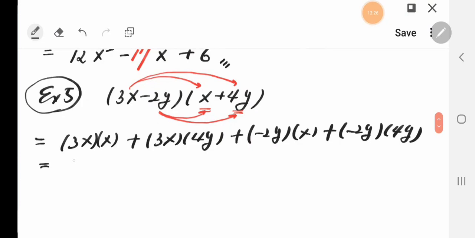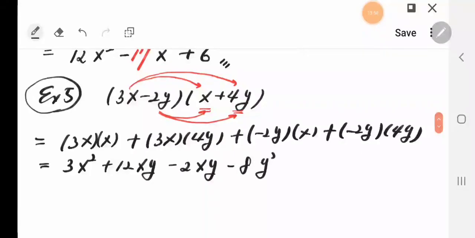Okay, that is 3 times x is 3x squared, plus 3 times 4 is 12xy. The third term is negative 2y times x. So let's change x and y, so you can write negative 2xy. The last term is negative 2 times 4 is negative 8, so minus 8, y times y is y squared.